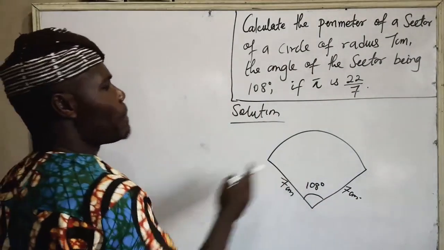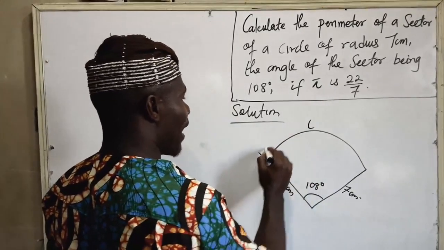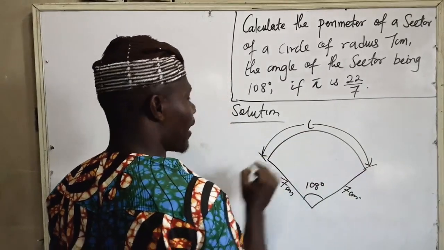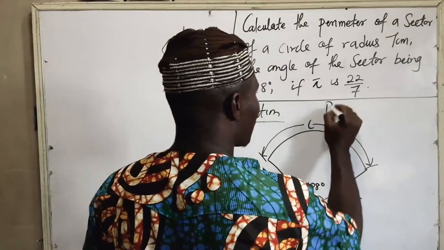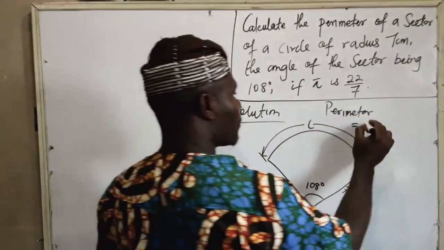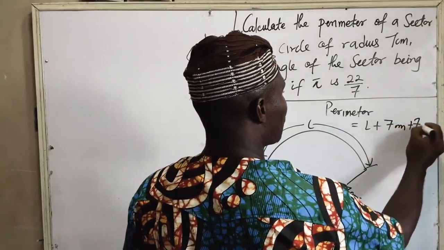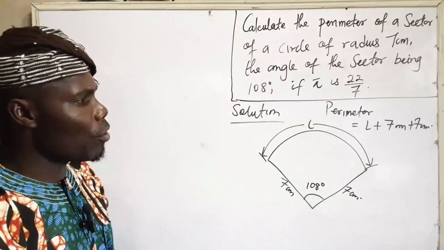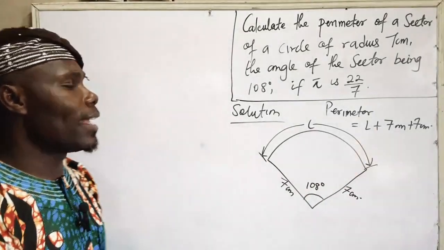So if you are now to find the perimeter, this will represent the length of an arc. The formula for perimeter will be the length of an arc plus the two radii, 7 centimeters plus 7 centimeters. So now, since we know where we are going, what we need is to find the length of the arc.